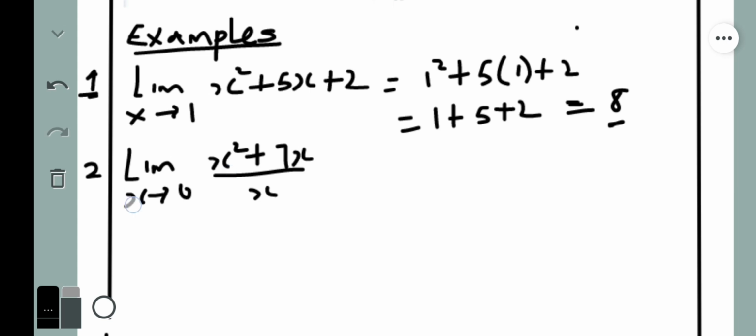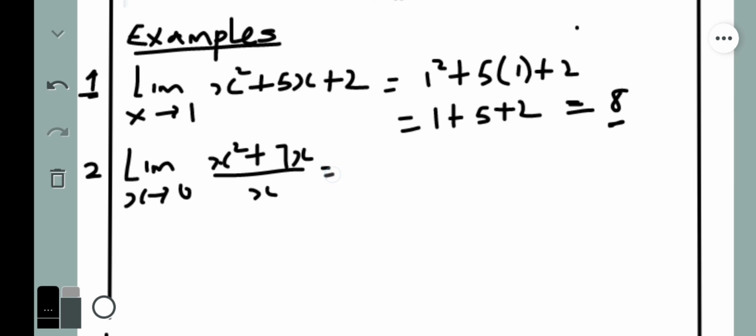So replacing x with 0, what do we have? 0 squared plus 7 multiplied by 0, divided by 0. And because the denominator is 0, this function becomes undefined as x tends to 0. So you see that we can't apply direct substitution to this. We need to first simplify this function. And how do we simplify? There is something we can do to the numerator. We can apply factorization. We can factorize x here because x is common.